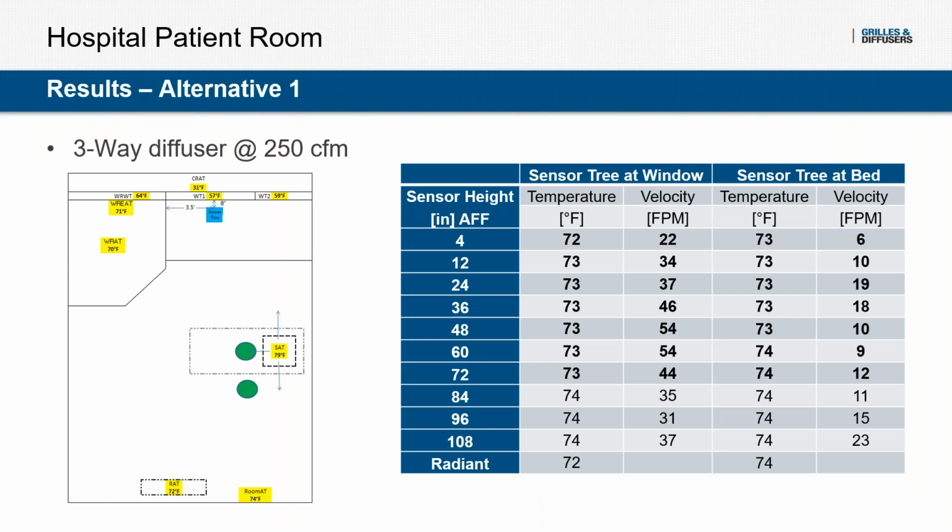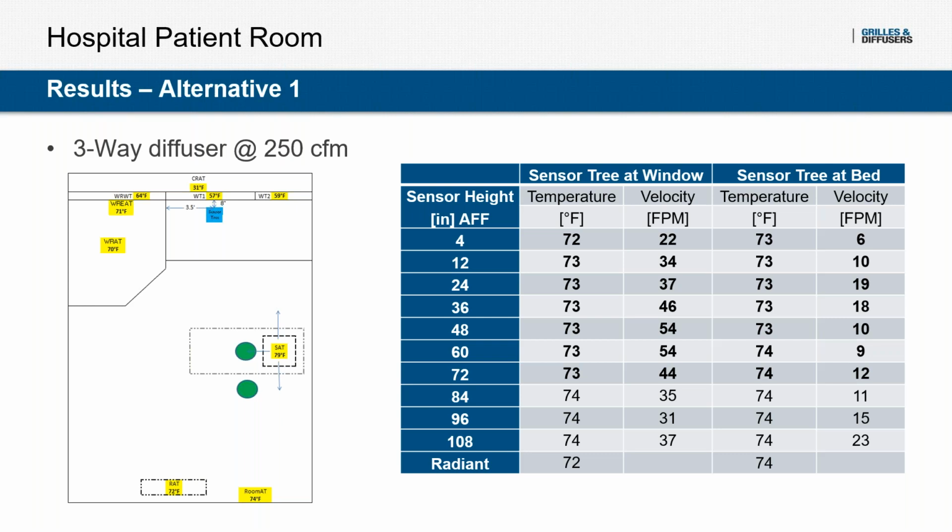So here are the test results. We placed the sensor tree both at the window and ran the test, and then tested it at the patient bed. We can see that the head to toe temperature here is all within 1 degree Fahrenheit. And ASHRAE recommends a maximum head to toe temperature differential of 5 degrees. So we're well within the ASHRAE recommended range.